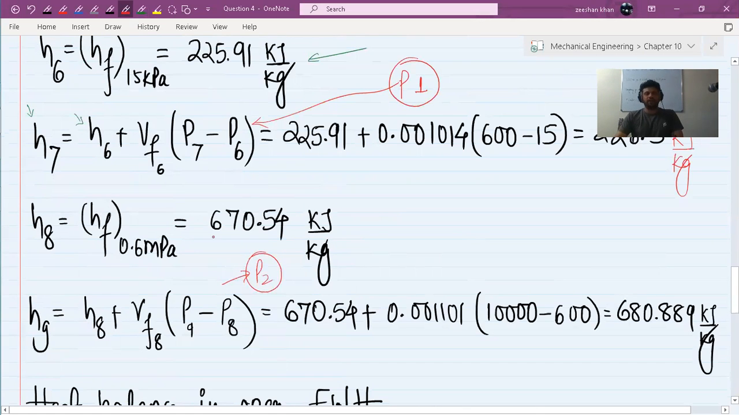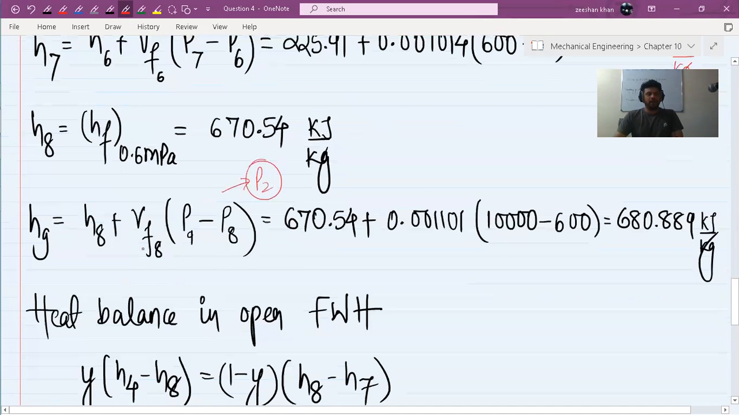h8 is hf at 0.6 megapascals, saturated liquid. The eighth state is that of a saturated liquid, so it comes out to be 670.54. h9 is equal to this much. Again, the same formula, it comes out to be 680.889.